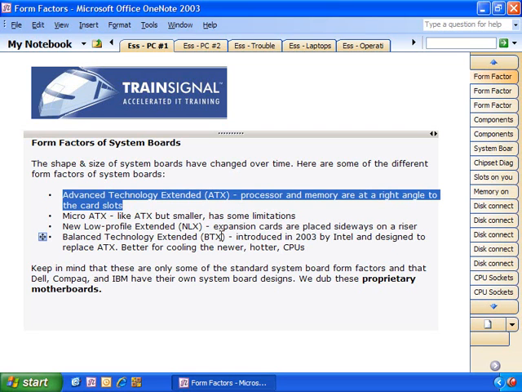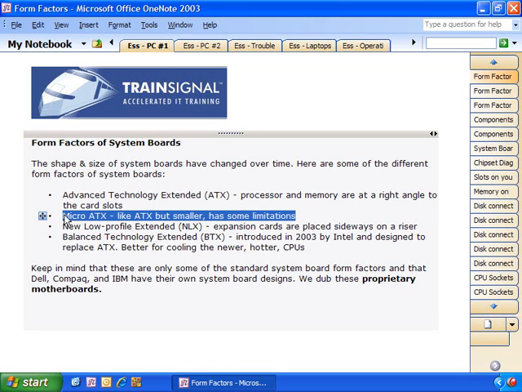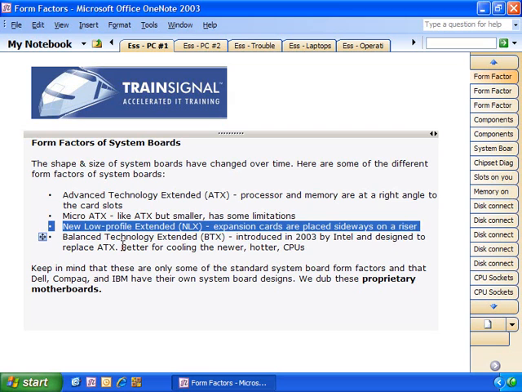And so the first one is Advanced Technology Extended, or ATX. This is where the processor and the memory are at a right angle to the card slots. Then there's Micro ATX. It's like ATX but smaller, and because of that it has some limitations. Then there's the New Low Profile Extended, or NLX. This is where the expansion cards are placed sideways on a riser.